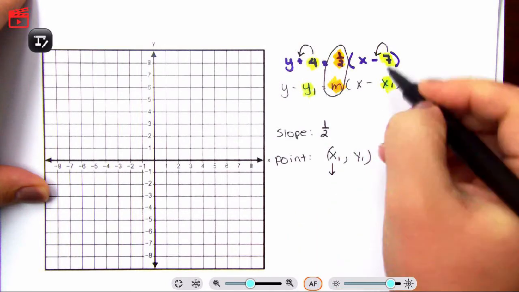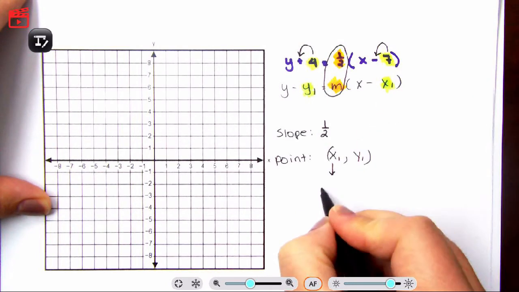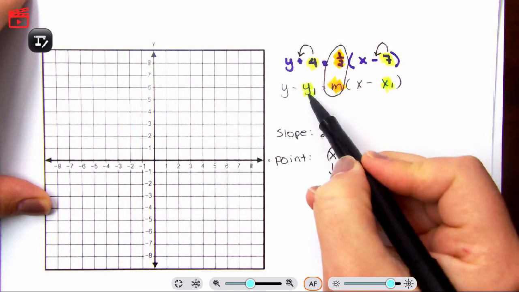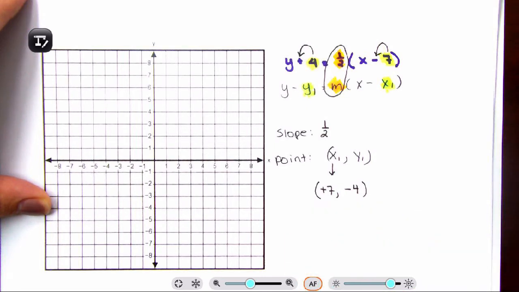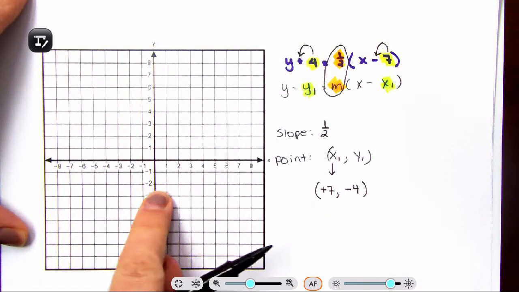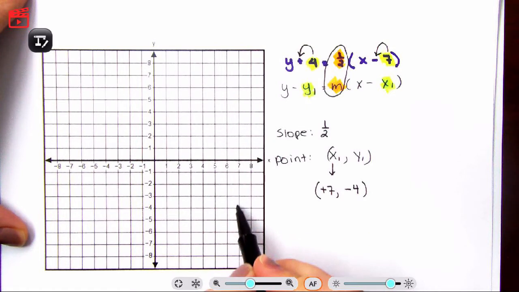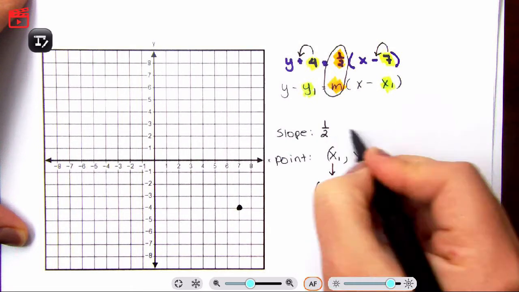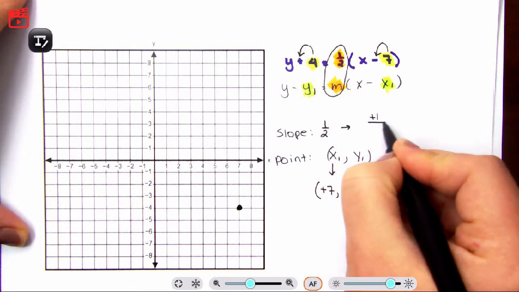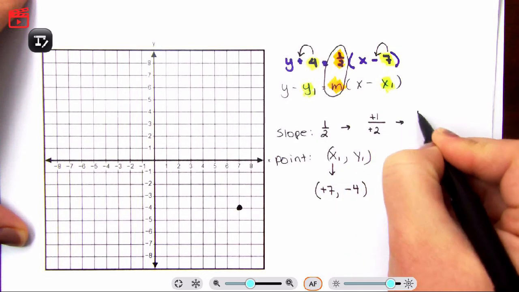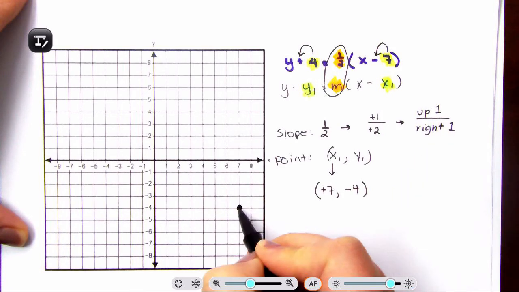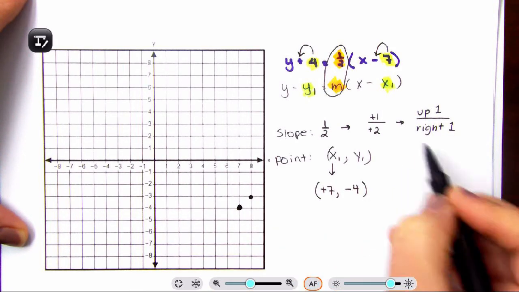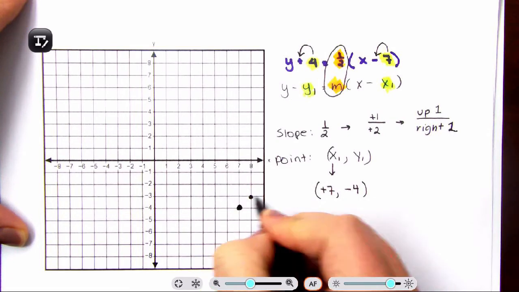Your point, your x1, I have a minus 7 here. So that means I'm going to do a plus 7 for my point. My y1, it has a 4 that's positive. So I'm doing the opposite. So I'm writing a minus 4. You're going to take that point. You're going to plot it. So I have a 7 and a negative 4. There it is. Then I have a slope of 1/2. 1 is positive. 2 is also positive. So that means I go up 1 and I'm going to the right 1 as well. So up 1 over 1. Oh, just kidding. 2. This is 2, not 1. So up 1 over 2.